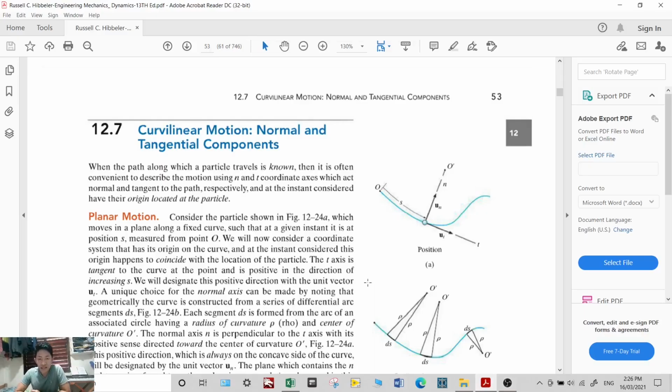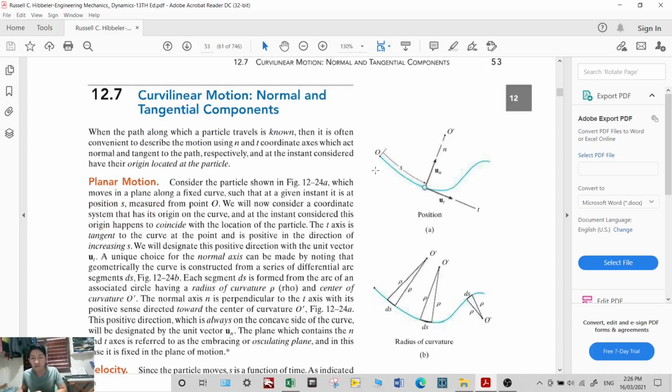Hello, good day. Today we will be discussing another aspect of curvilinear motion, but this time we'll be using the normal and tangential components. If you recall, last time we solved the curvilinear motion using the rectangular components. So we resolved the components of the velocity and acceleration along the x and y components. However, this time we'll use the normal and tangential components.